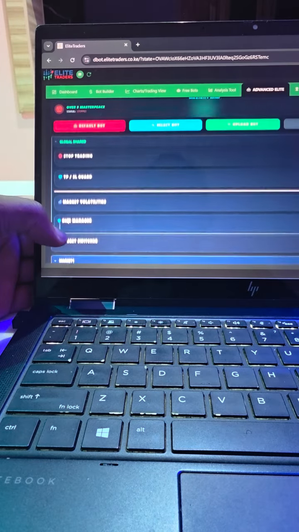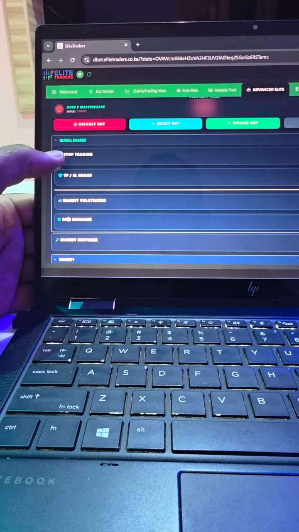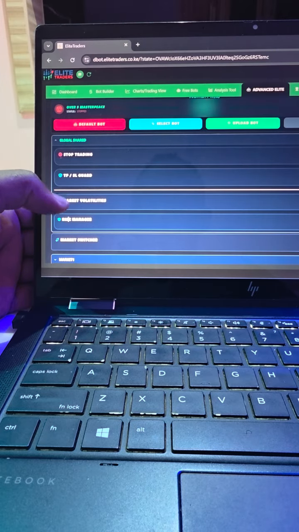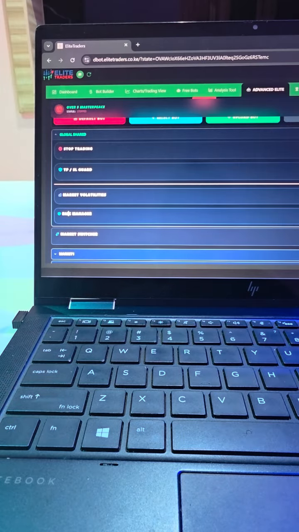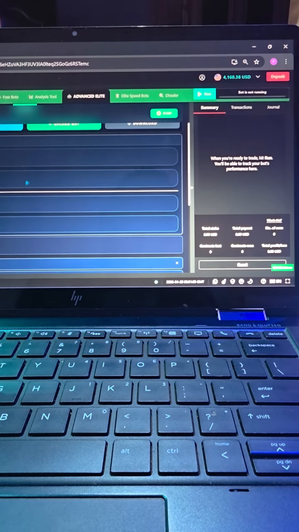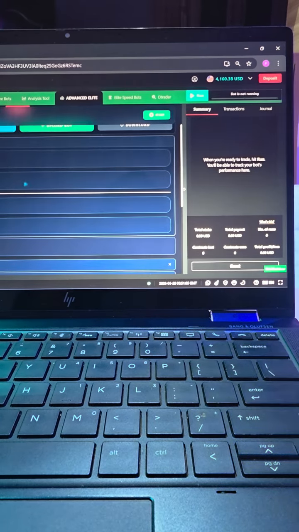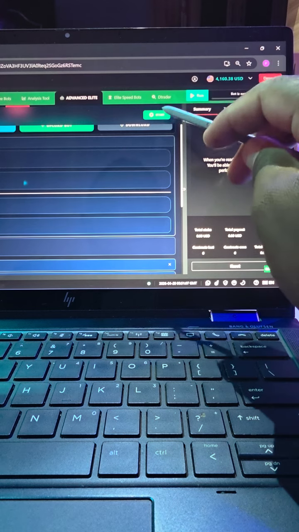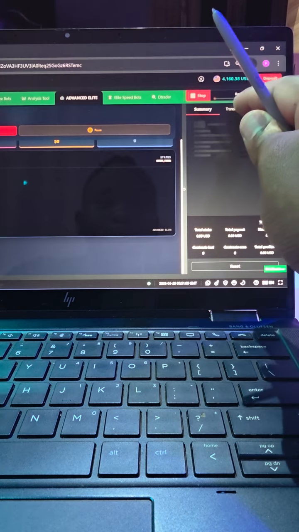So that is the only part you need to set up. You only need to set up the stop trading, target profit, market volatilities, and the risk manager. Everything else is well set up. But of course, I'll give you details on how you do it. The robot is actually trading now. Let's get on this side, and this is where we get the results. You just need to click this start button to start the execution.